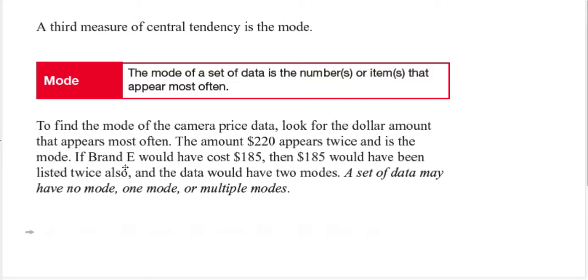If brand E had cost $185, then $185 would have been listed twice also, and the data would have two modes. What it's saying is that a set of data may have no mode, where no number is repeated, one mode, in this case $220, or multiple modes. So in a set of data, three situations may arise: no mode, one mode, or multiple modes.